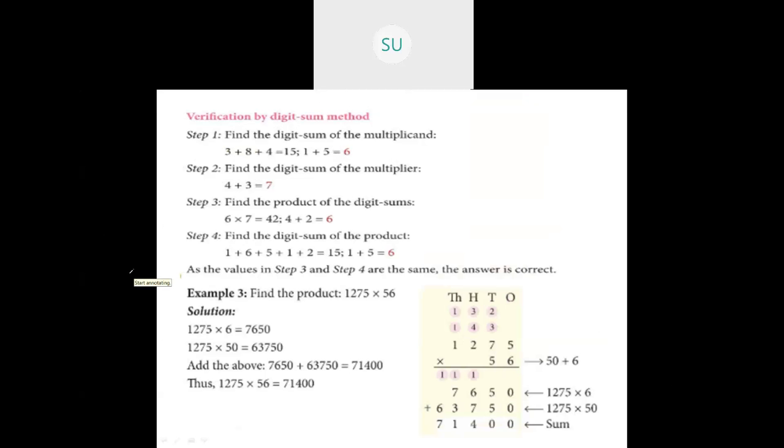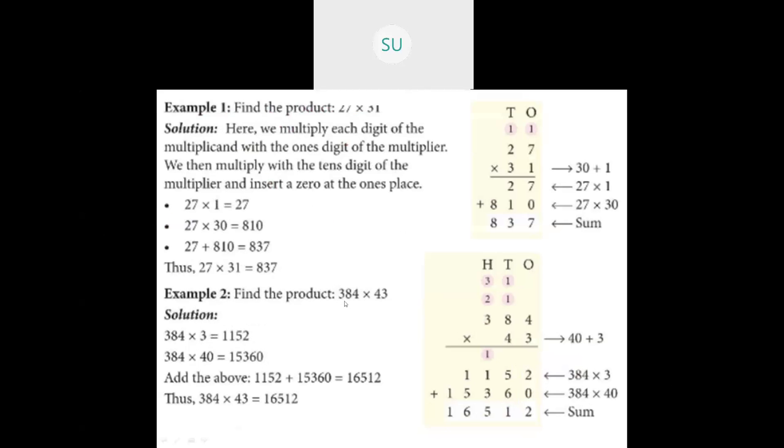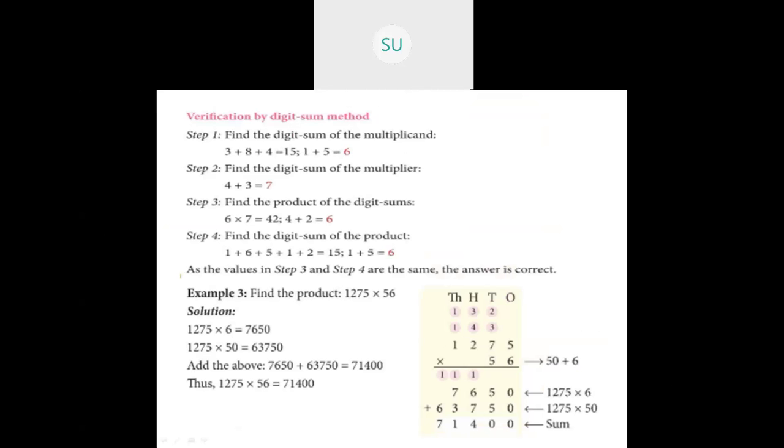First, what you will do is find the digit sum of the multiplicand. So what was the multiplicand here? The multiplicand was 384 and the multiplier was 43. Digit sum means all the digits in the multiplicand, you add them. So 384: 3 plus 8 is 11, and 11 plus 4 is 15. So we get 15. Now we keep adding the digits till we get a one digit answer. Here we have 15, so we do 1 plus 5. How much is 1 plus 5? 1 plus 5 is 6.